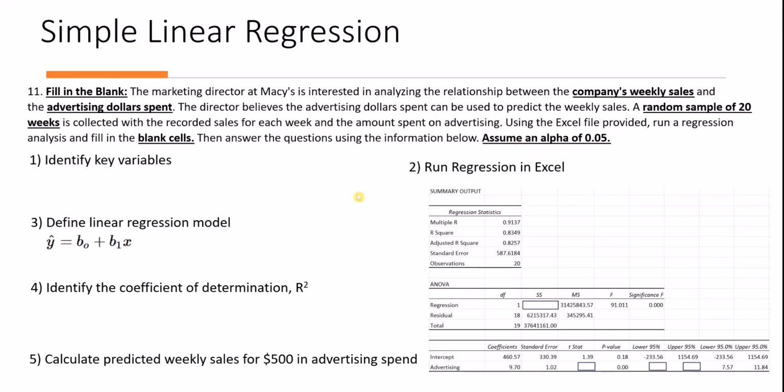First, let's identify the key variables. We know that our dependent variable in this problem is going to be weekly sales. And we are using our advertising dollars spent to help predict our weekly sales. So step 2 is to run the regression in Excel. Let's go ahead and do that now.